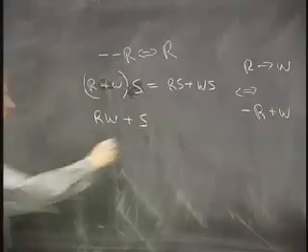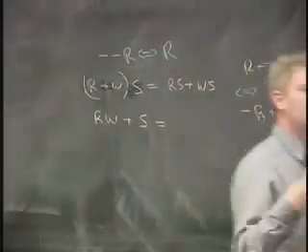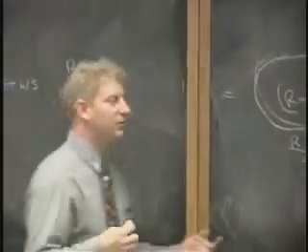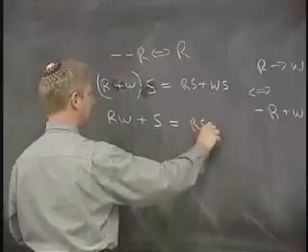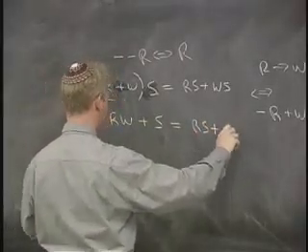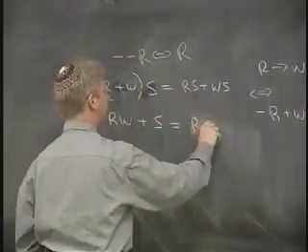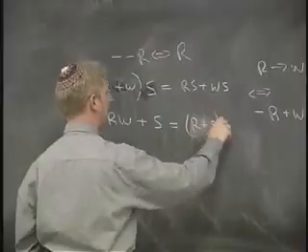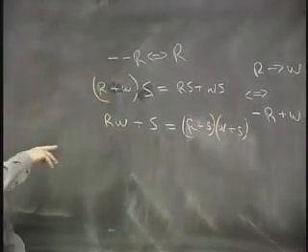Here's where Boolean algebra is better than regular algebra. In regular algebra, the distributive property doesn't work the other way, right? If you do R times W plus S, does it equal R times S plus W times S? Did I do that right? No, I didn't do it right. Does it equal R plus S times... Does that work in real arithmetic?